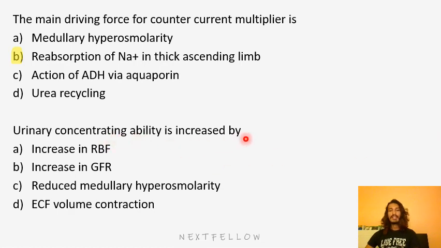Urinary concentrating ability is increased by increase in renal blood flow. Increased renal blood flow means there's a lot of volume, so we don't need a concentrated urine in that scenario. Increase in GFR also generally means increased renal blood flow. Reduced medullary hyperosmolality: to make urine more concentrated, the medullary osmolality should go from 600 to 1200. It should not reduce to 600 and go even lesser. So this is also not the answer. ECF volume contraction. When the ECF volume contracts, that is when you need to concentrate your urine. Yes, so that is the answer.